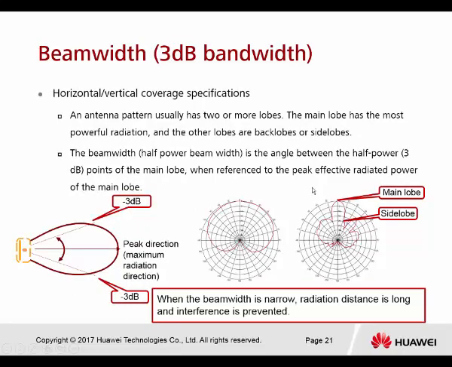The beamwidth. An antenna pattern usually has 2 or more lobes. The main lobe has the most powerful radiation, and the other lobes are the back lobe or the side lobe. The beamwidth is the angle between the half power points of the main lobe, in reference to the peak effective radiated power of the main lobe. Right here they show you some pictures. So the coverage should look like this. When you look at the main lobe, the main focus is on these places. The other places are all just side lobes.